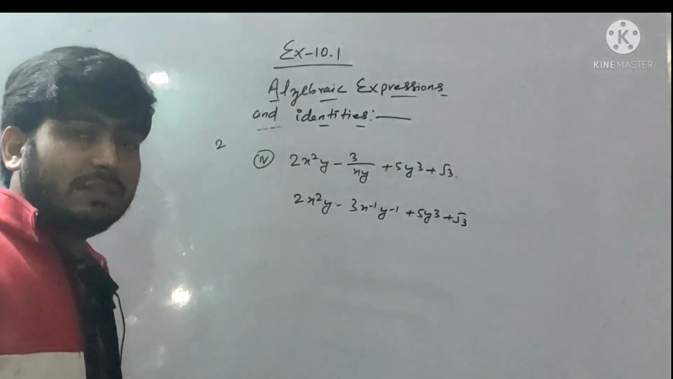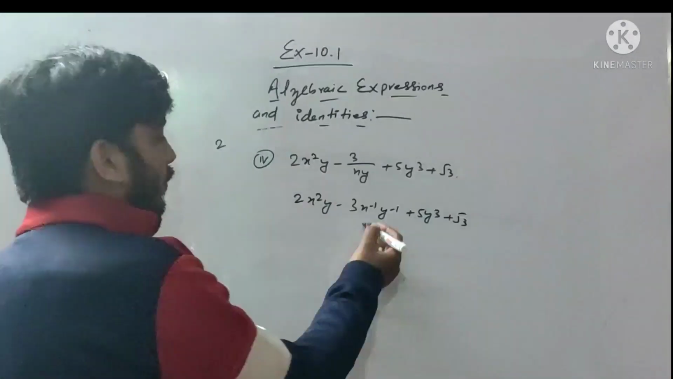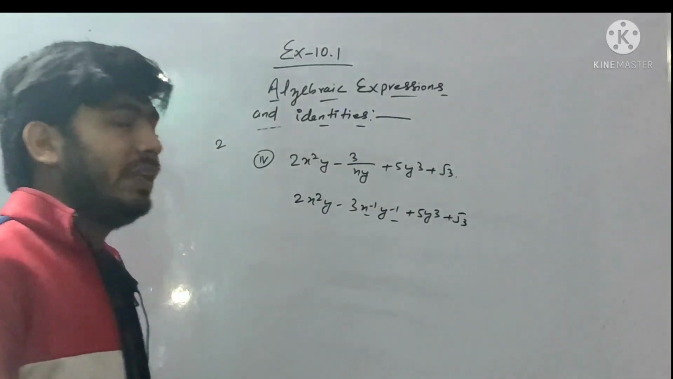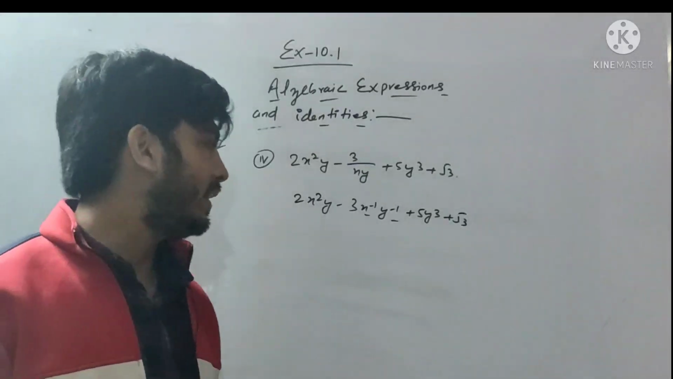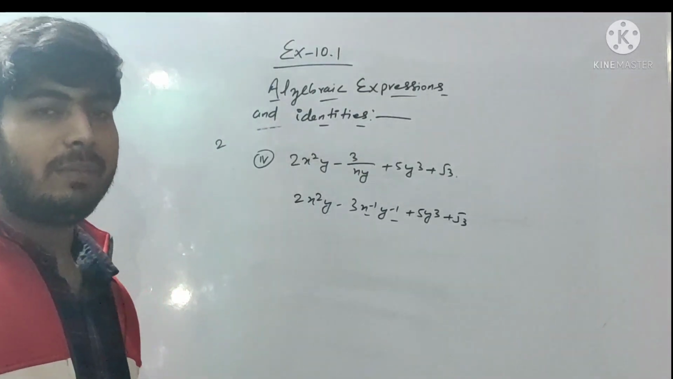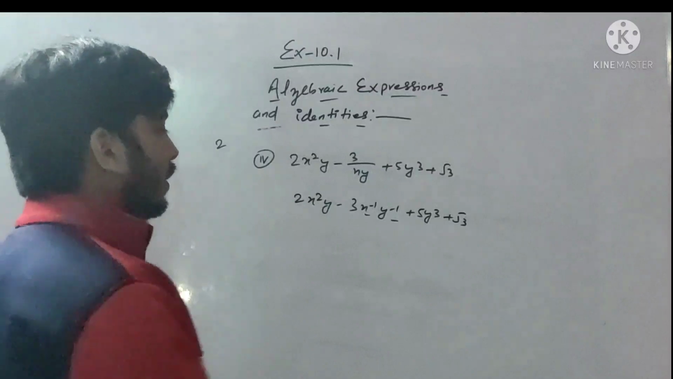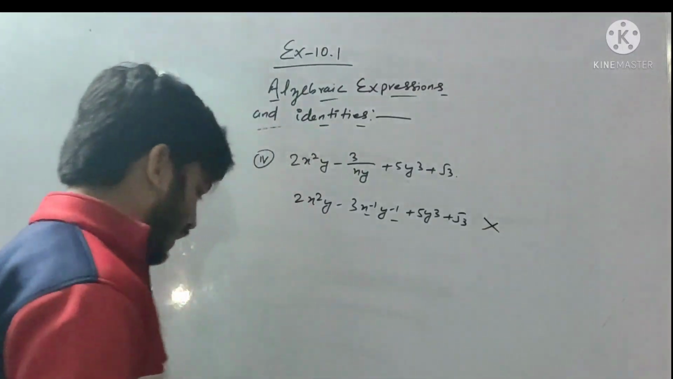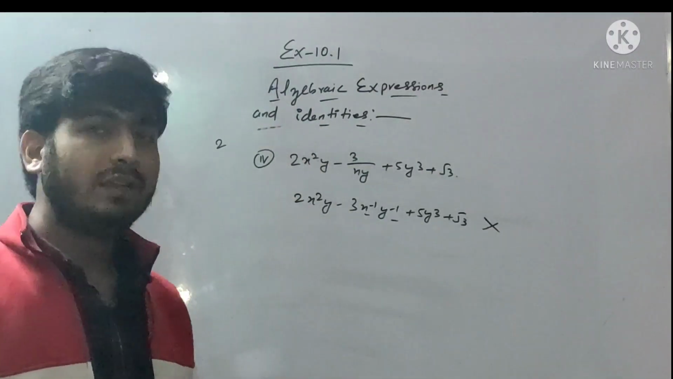So all my dear students, what I say, if there is a negative sign in the power of a variable, it will not be a polynomial. So it will not be a polynomial. I hope everyone understood very well.